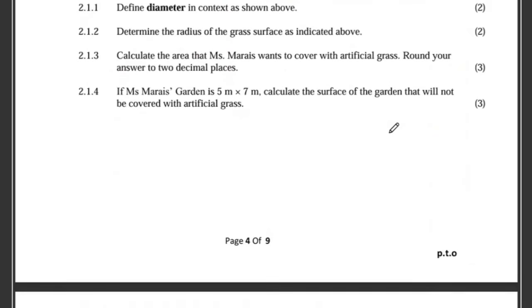They're asking us, define diameter in this context. Please, you can say diameter is twice the radius.